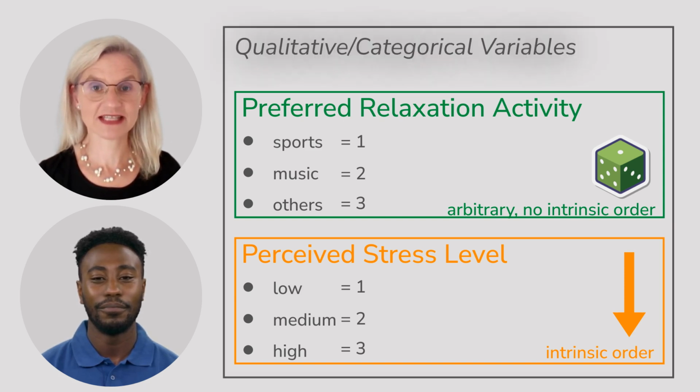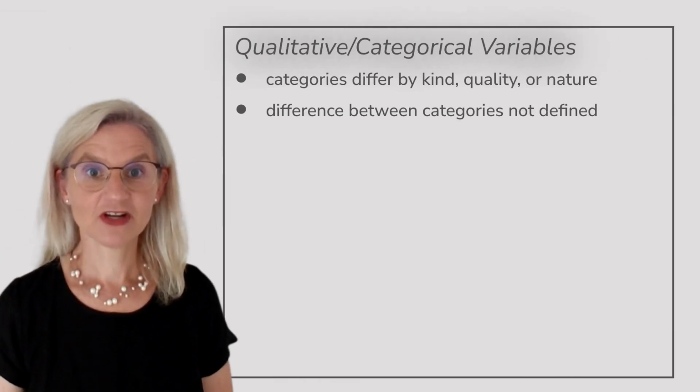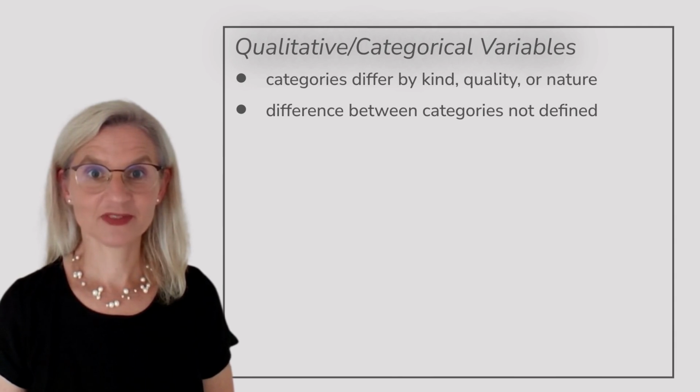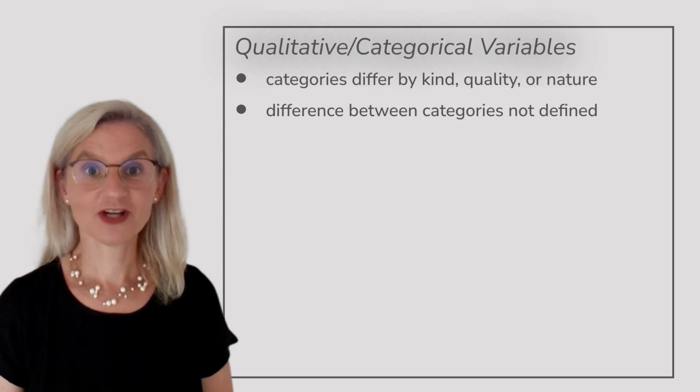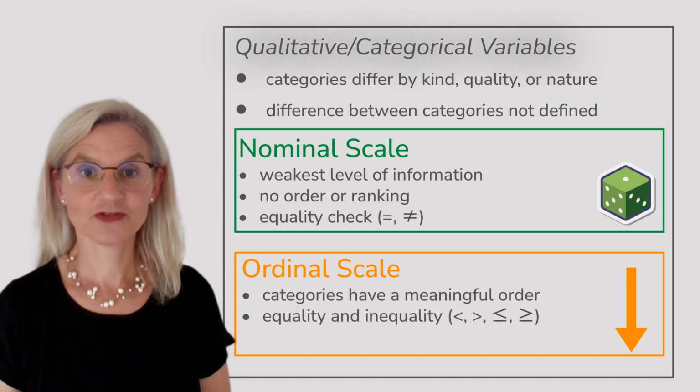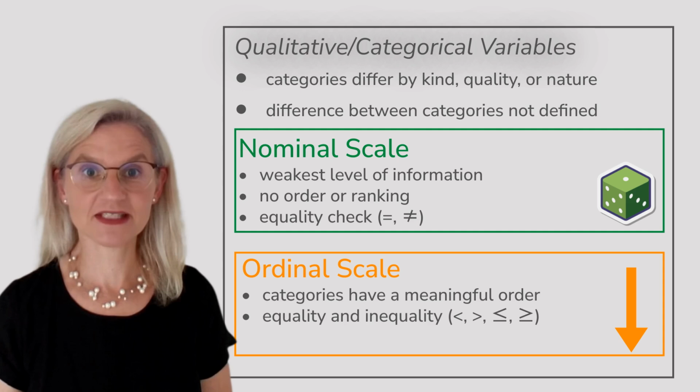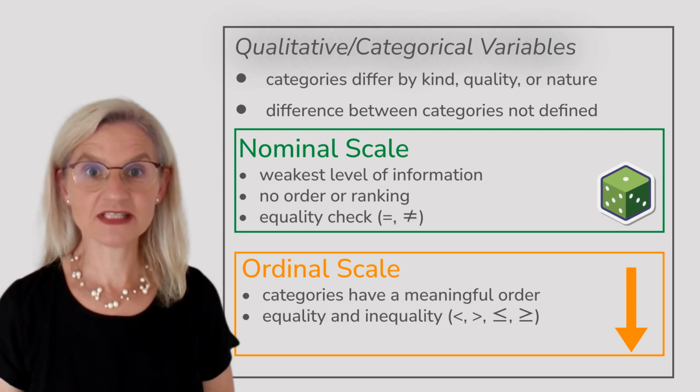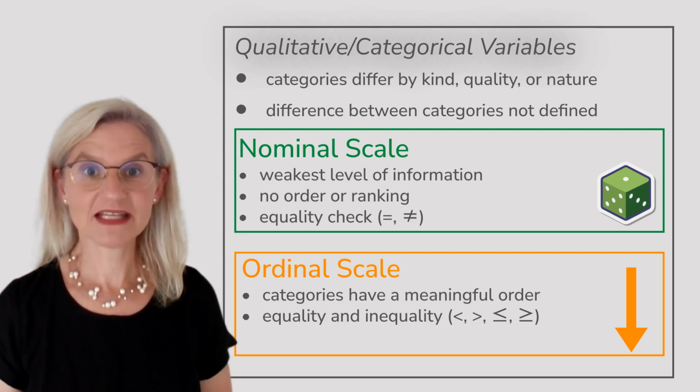Variables like preferred relaxation activity and perceived stress level, where the numerical code can be chosen arbitrarily, are called qualitative or categorical variables. Categorical variables are measured by the kind or type of data, without any meaningful numerical difference between categories. We split categorical variables into two types: nominal and ordinal variables. Nominal variables, like preferred relaxation activity, just name categories. There's no order or ranking. So you can say if two students like the same activity or not, but you can't say one is higher or better. The only math you can do is check if values are equal or different.